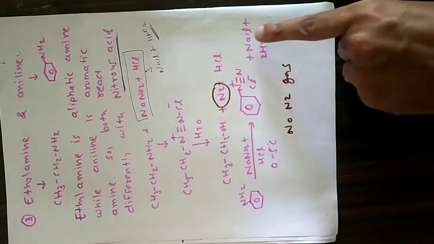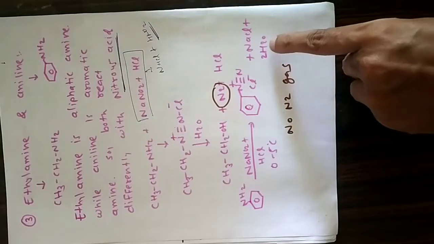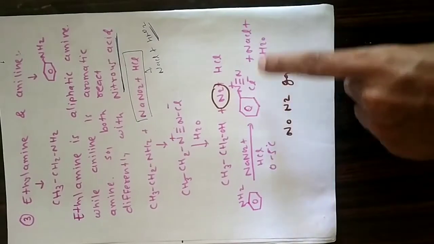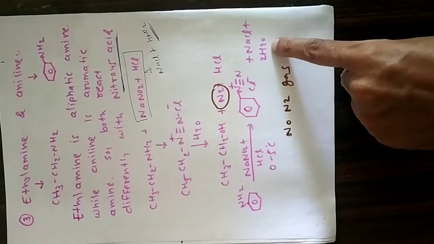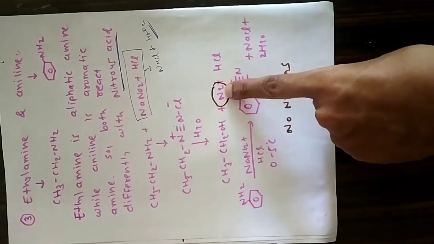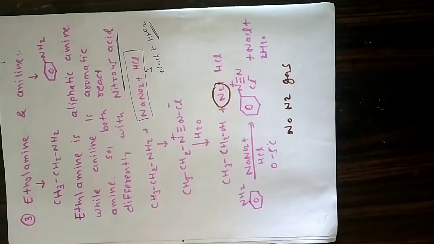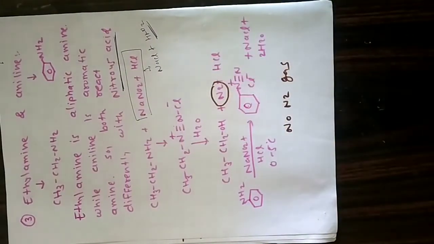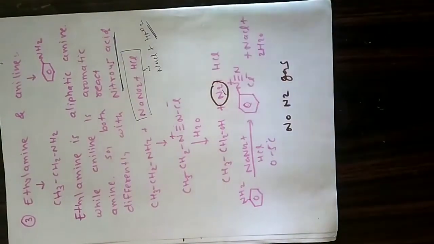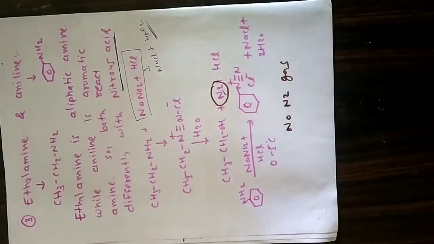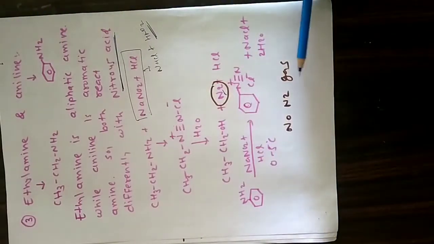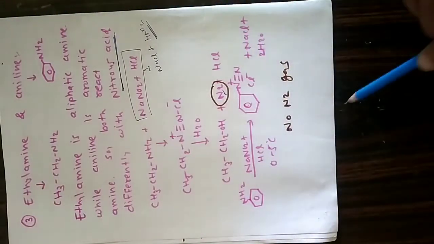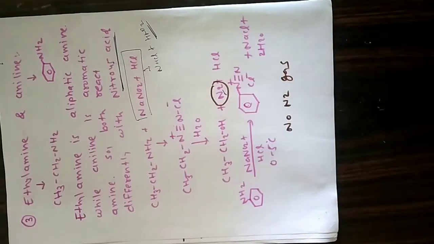But here you can see no nitrogen is produced. Here water is produced. When this diazonium salt reacts with water, it does not give nitrogen gas. So whichever compound liberates nitrogen gas, you can see the nitrogen gas evolving in the reaction. So if a compound gives reaction and evolves nitrogen gas, then the compound is ethylamine. But if the compound reacts and does not give nitrogen gas, then it is aniline. Okay.